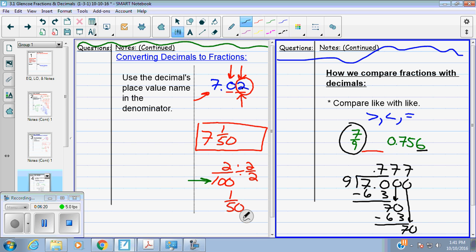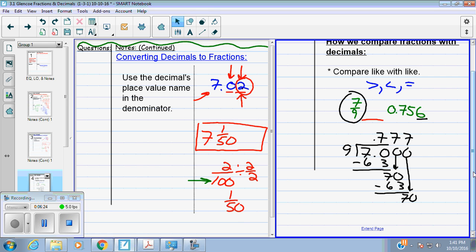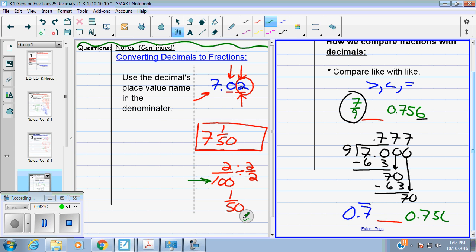So 7/9 is the same as writing a different decimal. We could actually write 0.7 repeating compared to the decimal we originally had, 0.756. As we're looking at this, you can now see that the 7 would go on forever in the blue part here. And this decimal point of 5 changes.